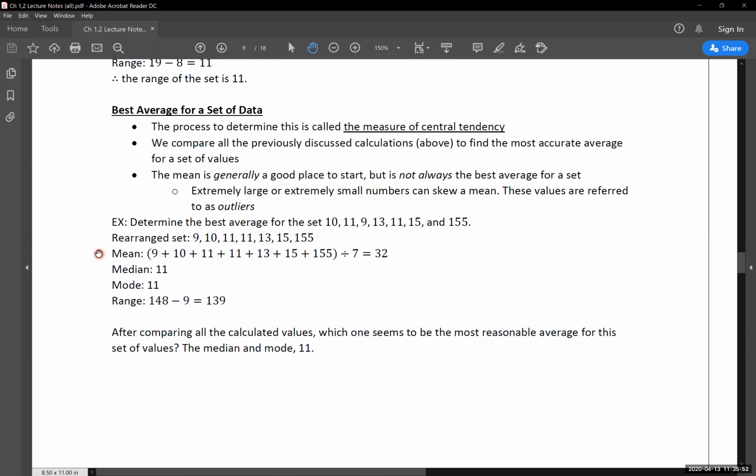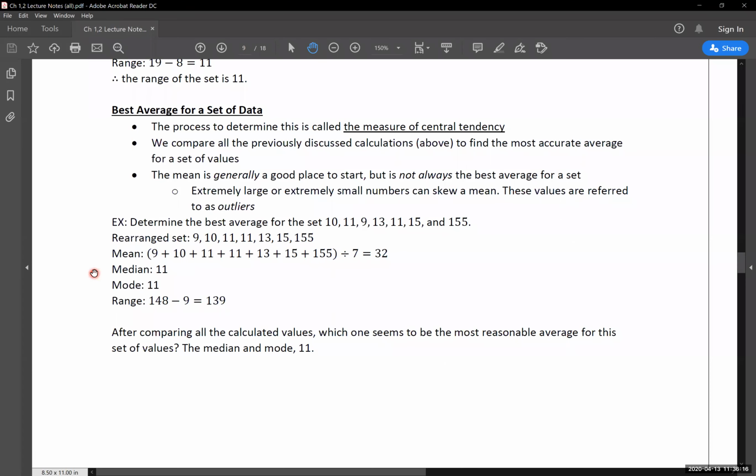So let's determine the mean first. Again, I'm just adding all of these elements together. So I've got 1, 2, 3, 4, 5, 6, 7 elements. So I'm adding them all together and dividing by 7, because that's how many elements I have. So I'm finding that the mean for this set of data is 32. Okay? Got a couple others that we need to calculate, but that's fine.